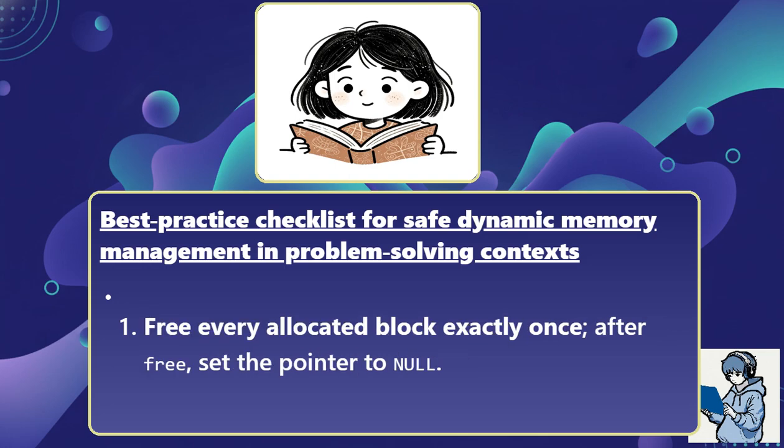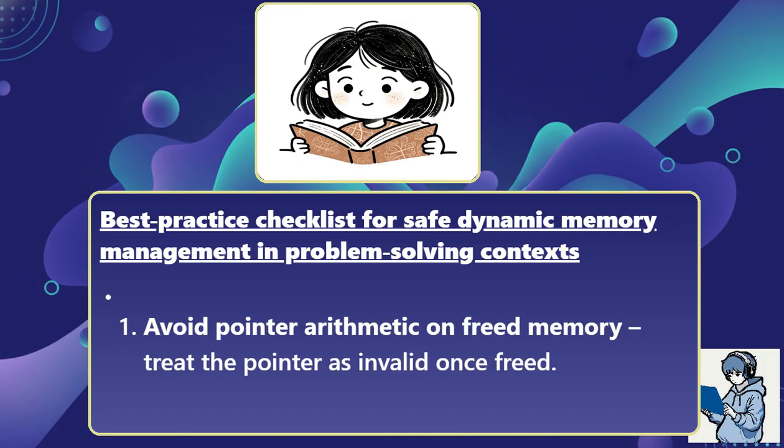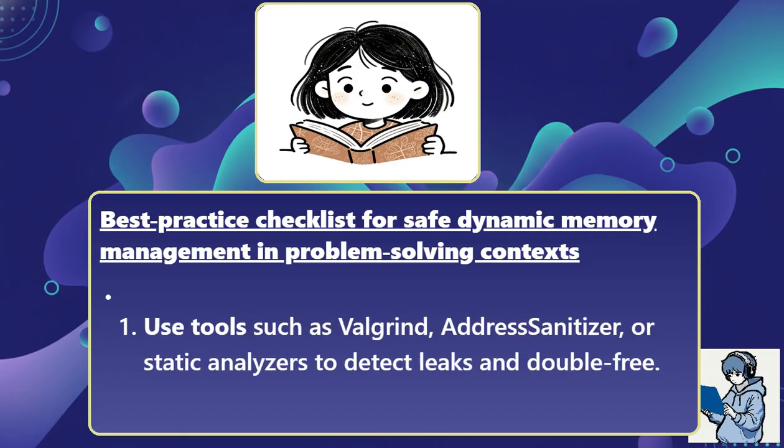Free every allocated block exactly once. After free, set the pointer to null. Avoid pointer arithmetic on freed memory. Treat the pointer as invalid once freed. Use tools such as valgrind, address sanitizer, or static analyzers to detect leaks and double free.